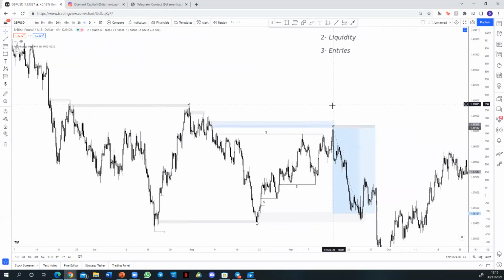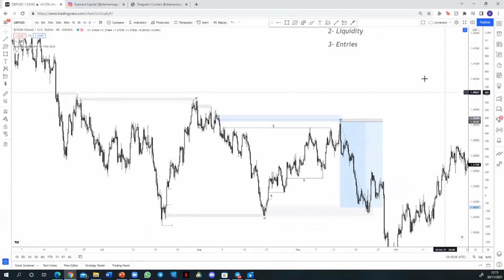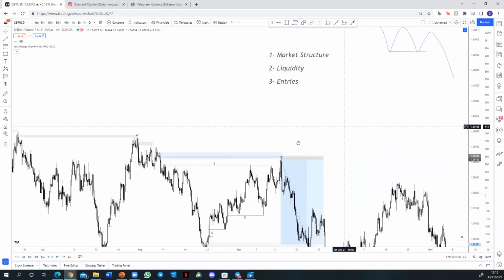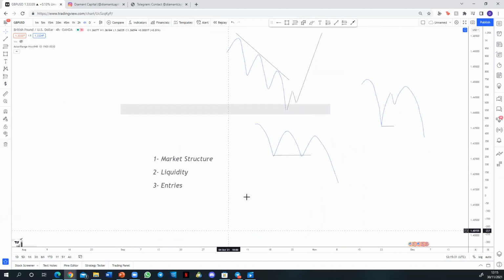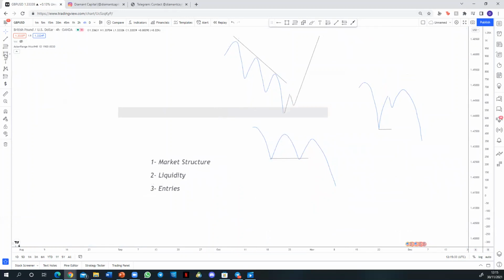The next point that I always identify is liquidity. Now, I want to briefly explain to you guys the three main types of liquidity that you want to look for. Now, the first type is this.